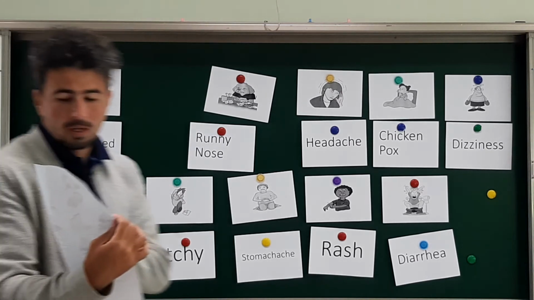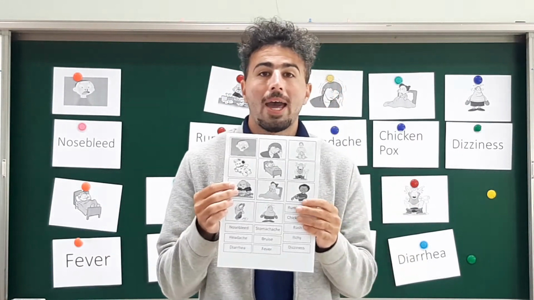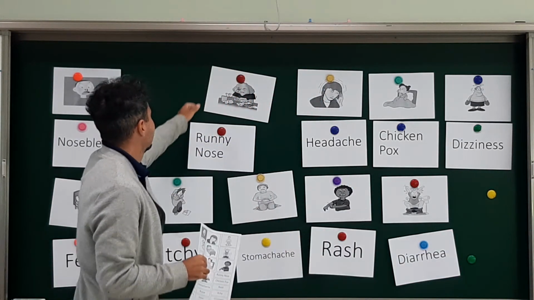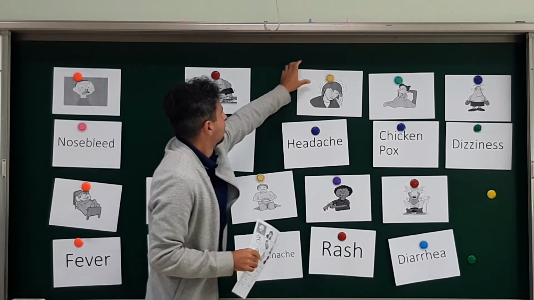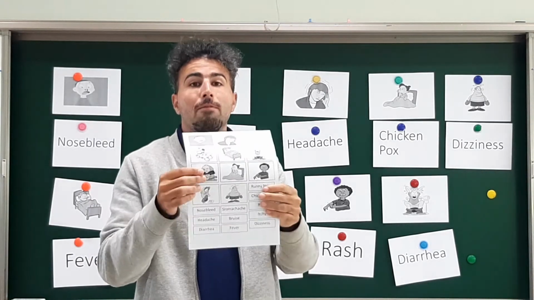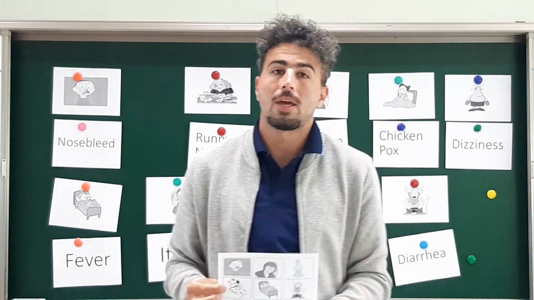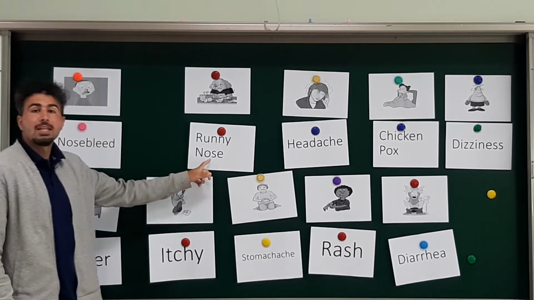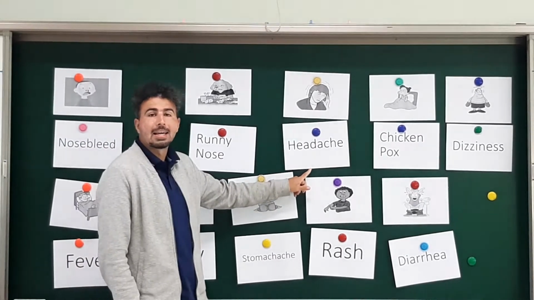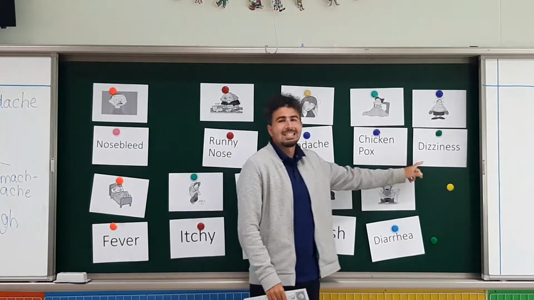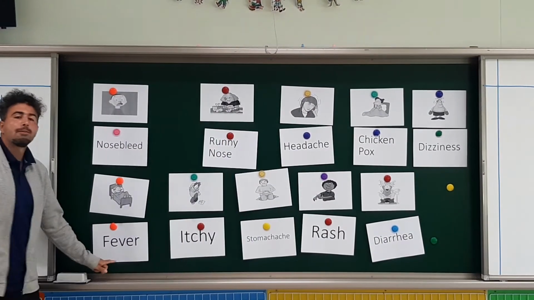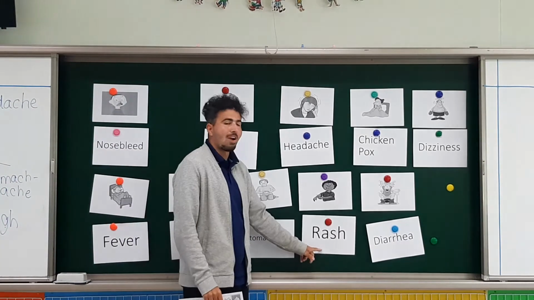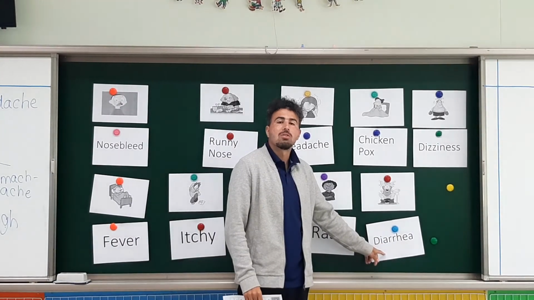So, you have these ones at home here. You can match along too, and you can match word and picture, just like I did on here. Let's say it one more time. You can follow at home and then you can practice on yours. Okay, you ready? The first one is nosebleed, runny nose, headache, chicken pox, dizziness, fever, itchy, stomach ache, rash, and diarrhea.